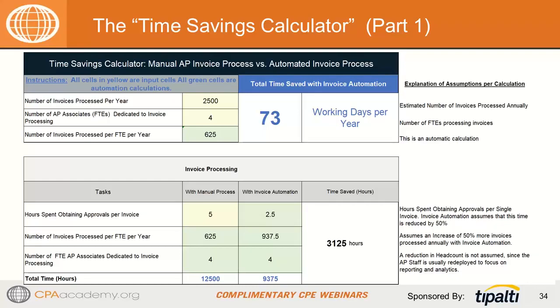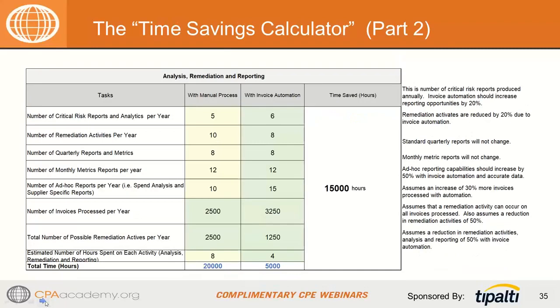And the inputs would be number of invoices processed per year, number of AP associates dedicated to invoice processing, hours spent obtaining approvals, and you can see how this is calculating. We also have the last section, or part 2, on analysis, remediation, and reporting, and we take into consideration any remediation activities that could be the result of a manual process. We're also looking at ways to track metrics and how those can be improved with automation.